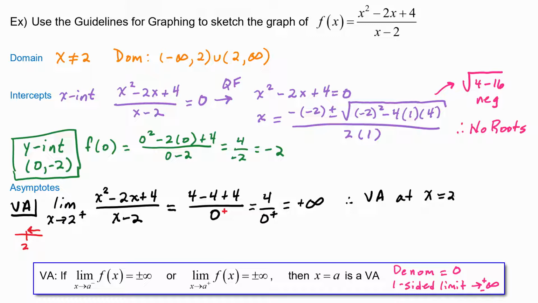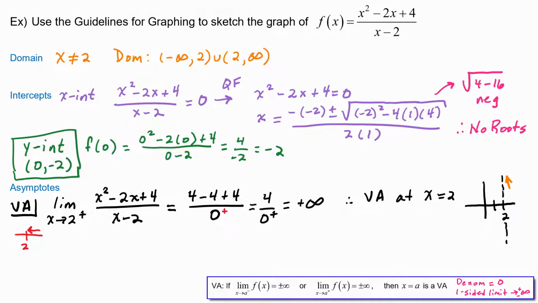And furthermore, we know on the graph that at x equals 2, when we are coming into 2 from the right, the graph will go to positive infinity. So we know it's going to go up over here when we're coming into 2 from the right.